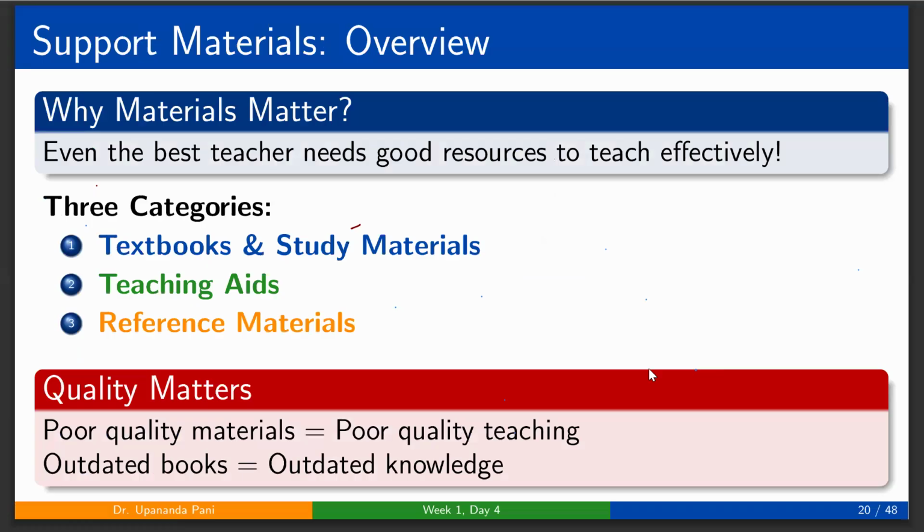Now the next important dimension is support materials. They are also very important. Why do materials matter? Because even the best teacher needs good resources to teach effectively. Suppose, for example, if I am teaching you, we have planned very carefully all the study materials before week 1. Similarly, because it is a very long course, if I do not have good materials, then my teaching cannot be effective, right?